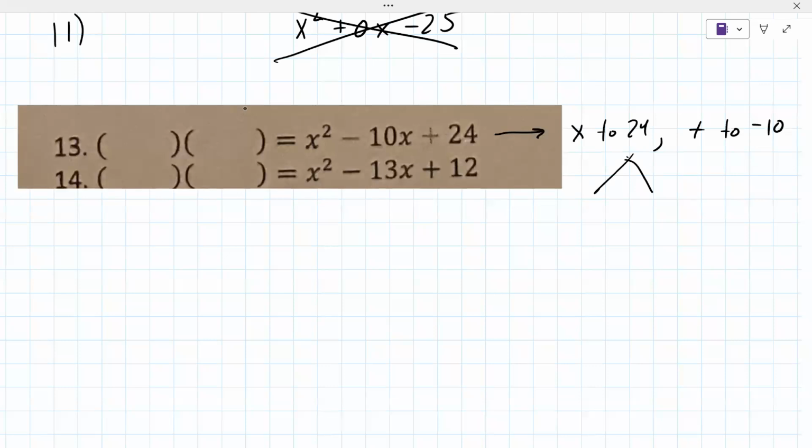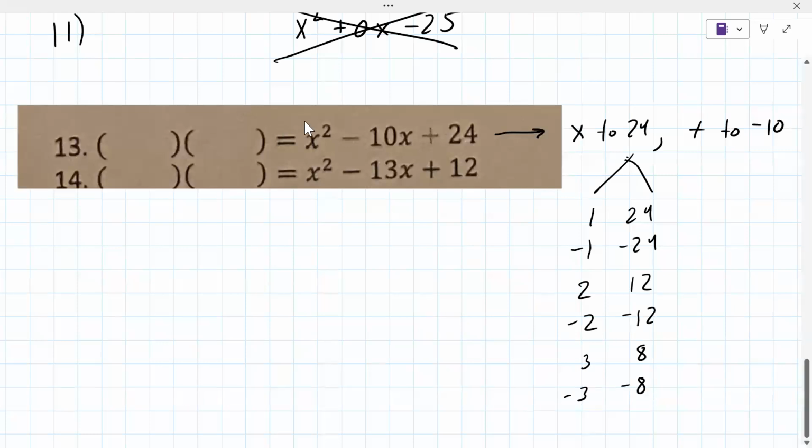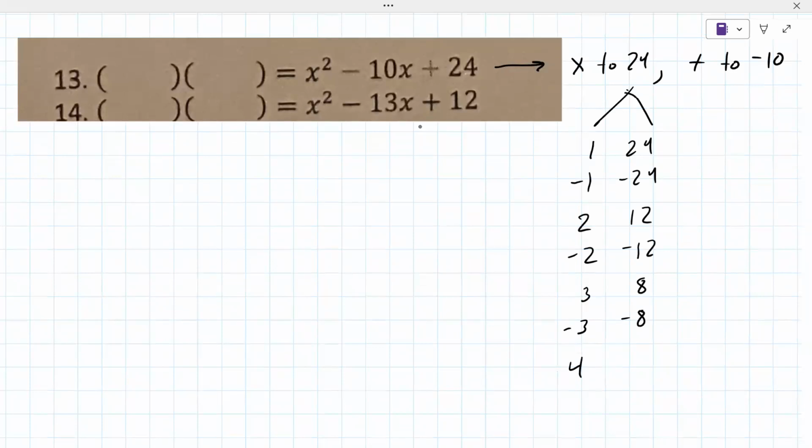One positive, one negative, or... What's the pattern that you're seeing here? There's a positive, negative, positive, negative. They're either both positive or both negative. Oh, so maybe like -4, -6 would get us negative 10. There you go.